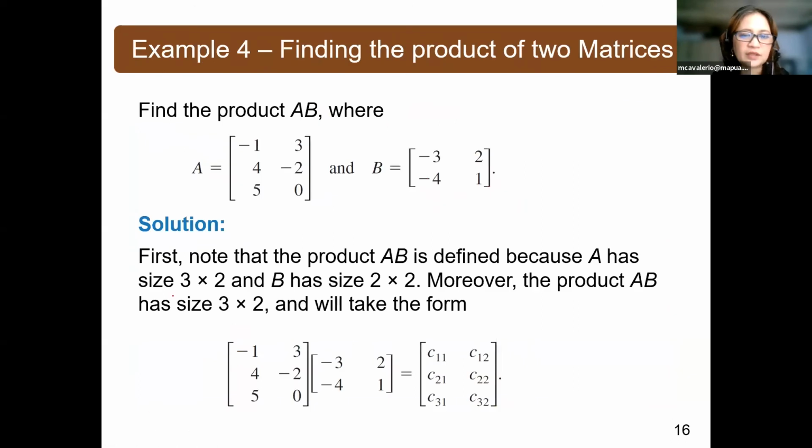Now let us demonstrate that one. Find the product AB, where A is a 3 by 2 matrix multiplied by B, which is a 2 by 2 matrix. Now we want to ask ourselves, is the matrix product AB defined? And we can see that the product is indeed defined, since the number of columns of A is equal to the number of rows of B, so that the size of AB would be 3 by 2. So C is a 3 by 2 matrix, and the entries will have the positions 11, 12, 21, 22, 31, and 32.